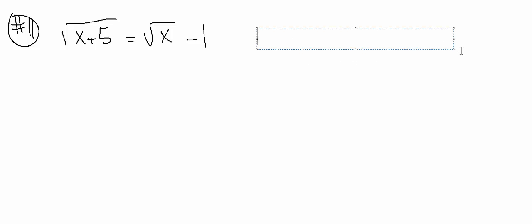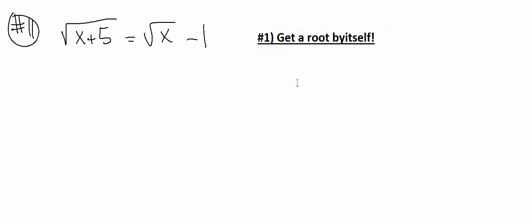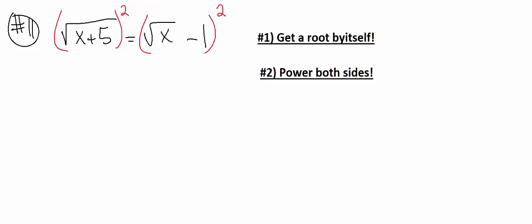Here's question 11. We know that step number 1, you've got to get a root by itself. And we already have a root by itself, so we're good. So we're ready to move to step number 2, which is to power both sides. I've got square roots, so I'm going to square both sides. So I square the left side and I square the right side.